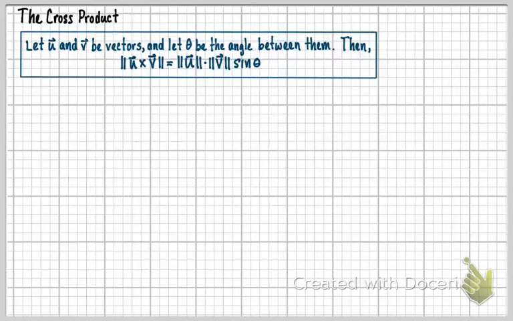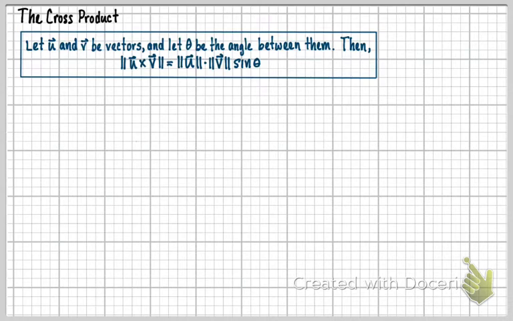Now I want to talk about the magnitude of the cross product. This says let u and v be vectors and let theta be the angle between them. Then the magnitude of the cross product equals the magnitude of u times the magnitude of v times sine of theta. There's a nice proof in the book on this, so I'm not going to go through it. It's just a bunch of algebra and moving things around.